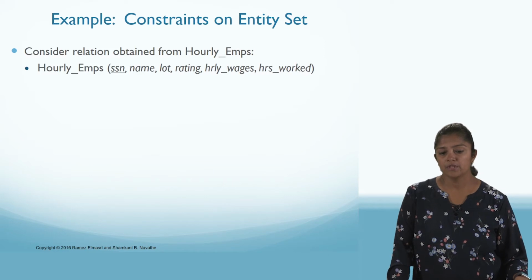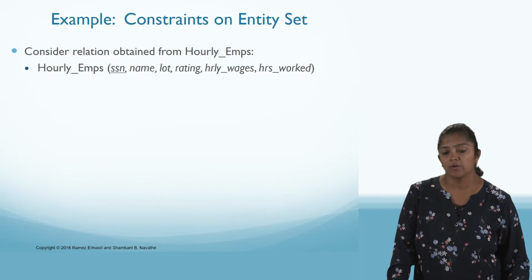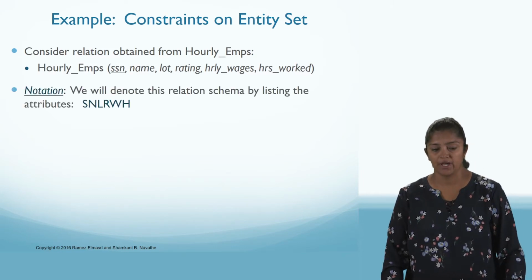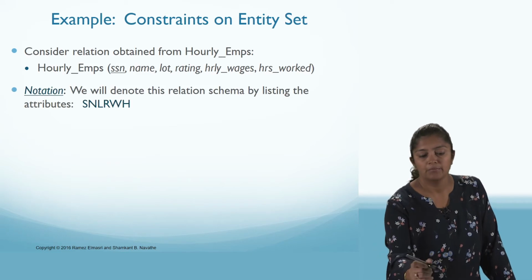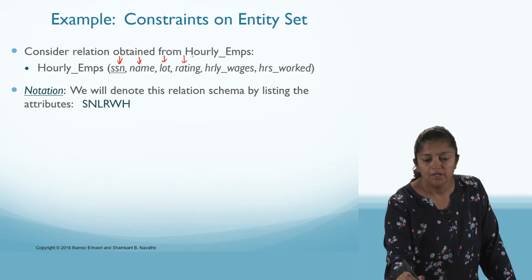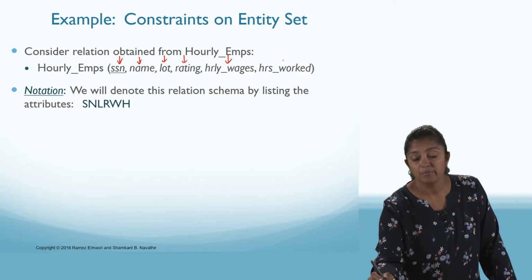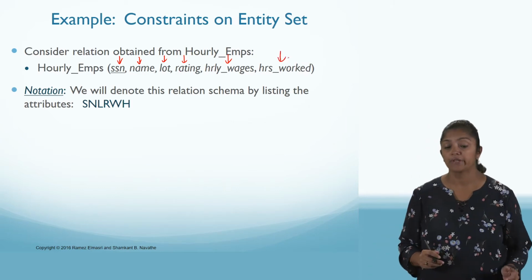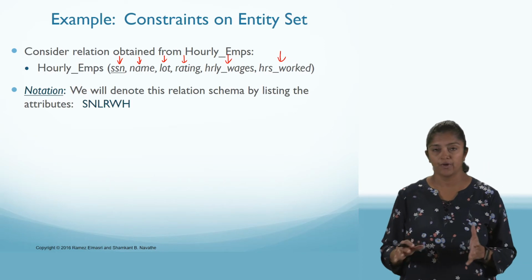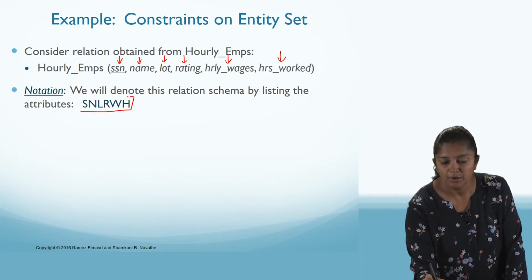So here we'll use another example of hourly employees from the employee database. The kind of information that we have about hourly employees is their SSN number, their name, their lot, rating, that is the rating of their work, hourly wages, which is determined by the rating, and the number of hours worked. So for ease of explanation, we're going to use the SNLRWH notation.